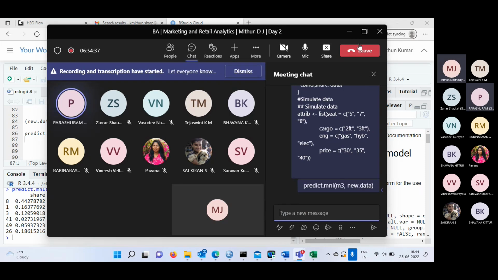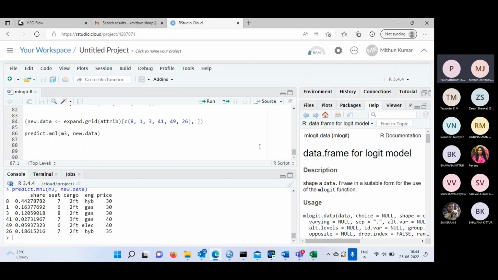Mithun, can I ask a question? Yeah, regarding line number 84. How did you calculate these 8, 1, 3, 41, 49, and 26? I've not calculated them. It is just randomly picking up a set of records. This is just the row number. It does not matter at all.